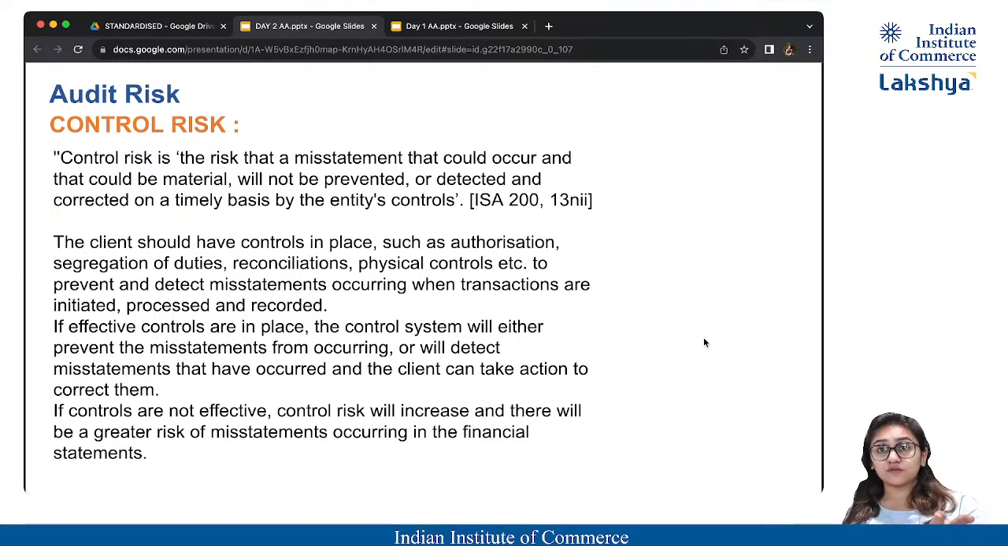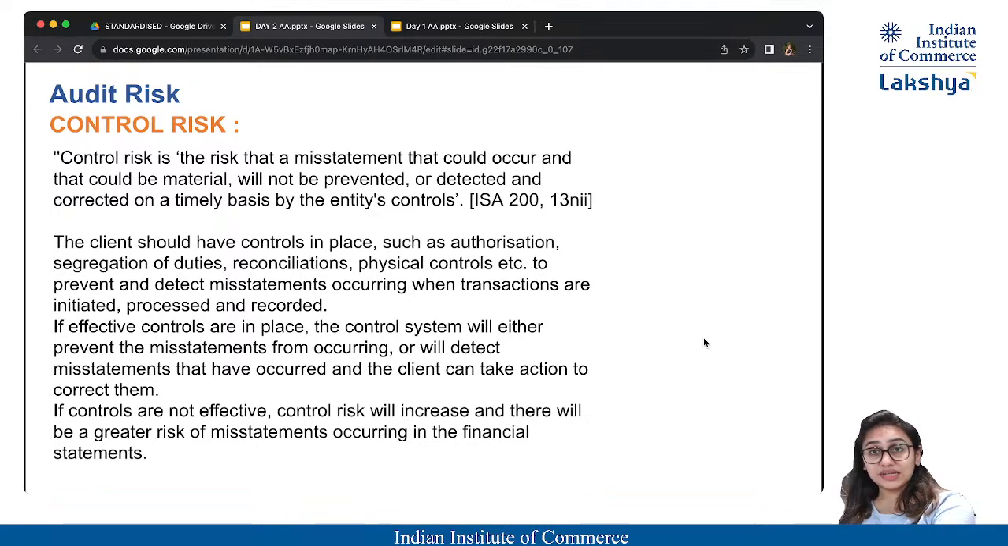And when you have segregation of duties, you can specialize in the aspect that is given to you. So if production is given to me, I can specialize in that. If sales is given to me, I can specialize in that. Then reconciliations, physical controls, etc., to prevent and detect misstatement occurring when transactions are initiated, processed, and recorded. If effective controls are in place, the control system will either prevent the misstatement from occurring or will detect misstatements that have occurred, and the client can take action to correct them.